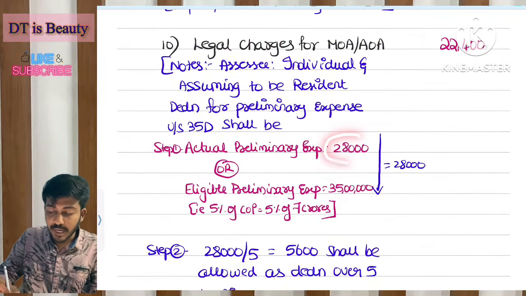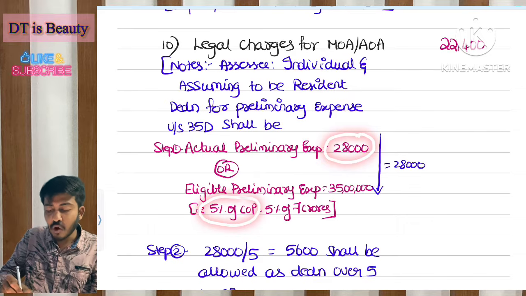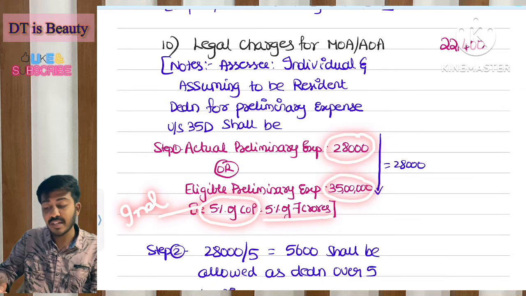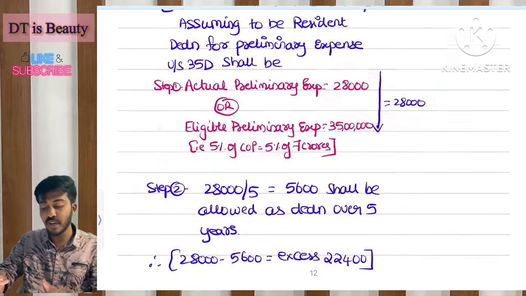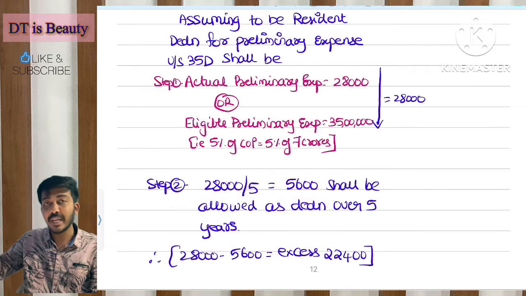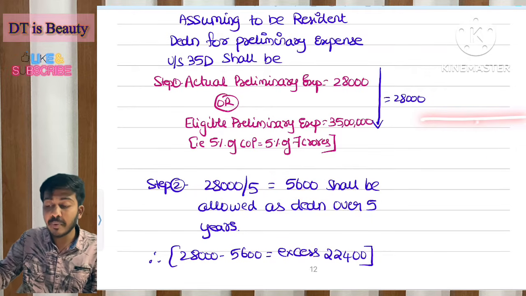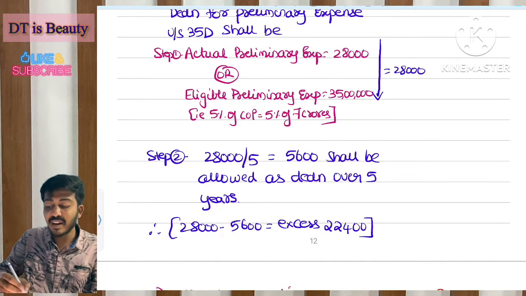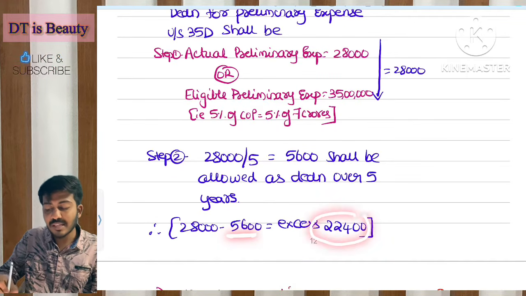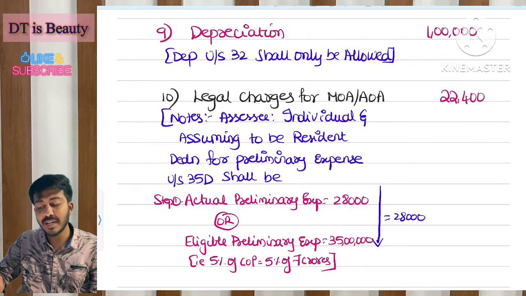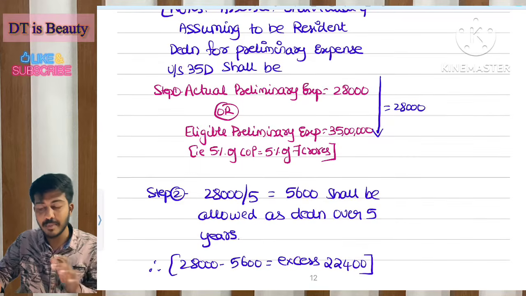Though actual preliminary expenses are 28,000, 5% of cost of project, because Sukumar is an individual, therefore 5% of 7 crore, gives you 35 lakhs. Whichever is lower, 28,000, is the answer for step 1. Now 28,000 should be amortized over 5 years, which is 5,600 for each year. But how much did they debit in the P&L? They have debited 28,000, which means the excess 22,400 should be added back. You can simply say 4/5 of 28,000 should be added back. Simple. This is about preliminary expenses.